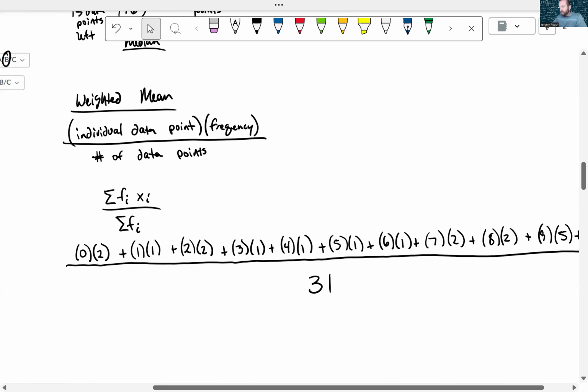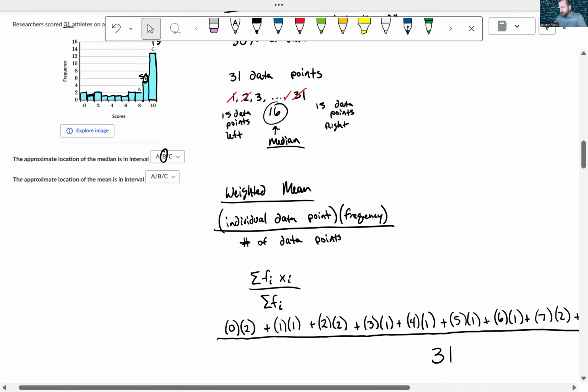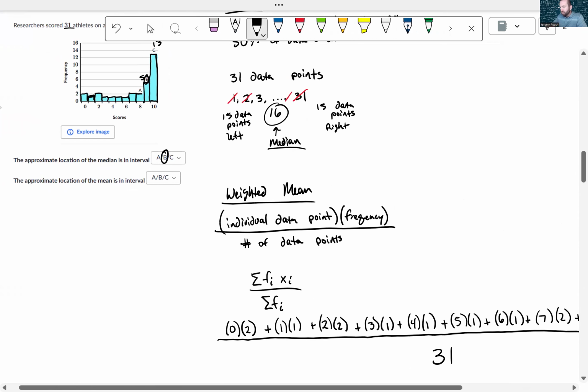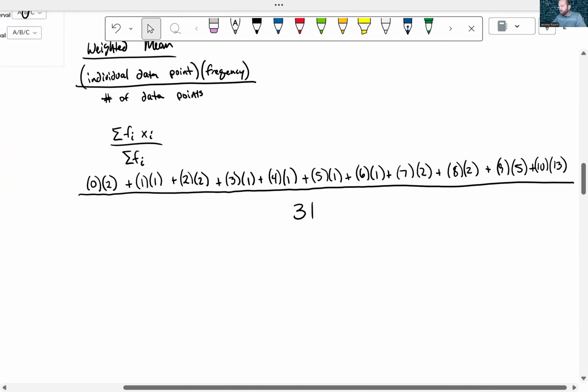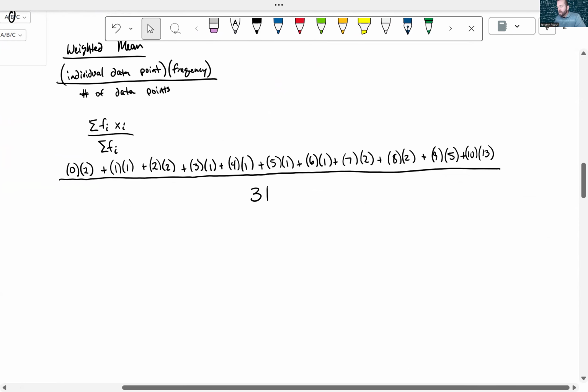So again, we took the group from the histogram and we multiplied by the frequency. And then we found the sum of all the groups times the frequency and divided by the total. This is called the weighted mean. So it's very similar to the mean where we add together all the parts and divide by the total number of parts. But here we have multiple frequencies of a number. So we're multiplying to find the frequency times the individual data points.